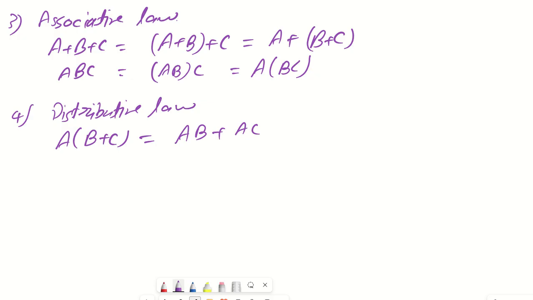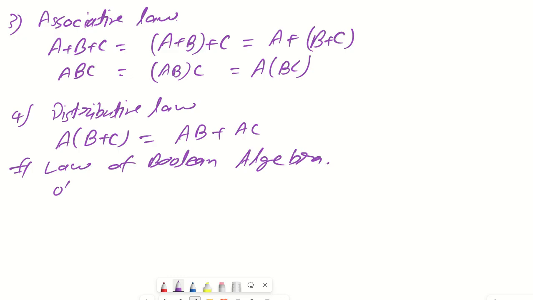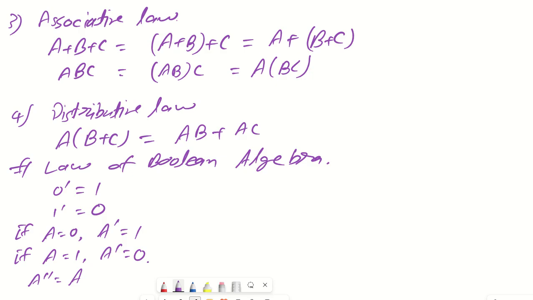Now let me give you an expression and try to find out what it is. Laws of Boolean algebra. As I told you already, 0 prime or 0 dash is 1, like the complement of 0 is 1 and the complement of 1 is 0. So if my A is equal to 0, then A prime is going to be 1. Or if my A is 1, my A prime is going to be 0. Now if A double prime, what will be the result? A prime is the complement of A, and the prime of that is A again. So this is how it is done.